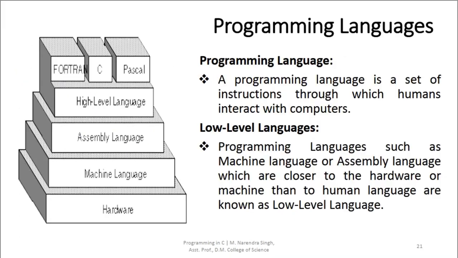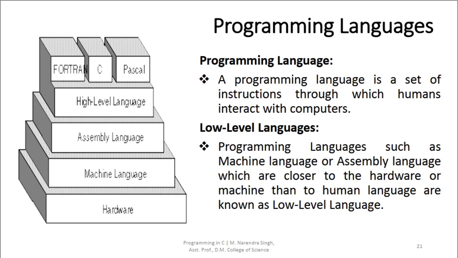Now let's come to programming languages. A programming language is a set of instructions through which humans interact with computers. Without programming languages, we cannot communicate with the computer hardware, because whatever language we are speaking, the computer hardware doesn't understand. So we need a programming language to write programming code, instructions, in order to communicate with the computer hardware. There are different kinds of programming languages like machine language, assembly language, high-level language. Let's see these one by one.